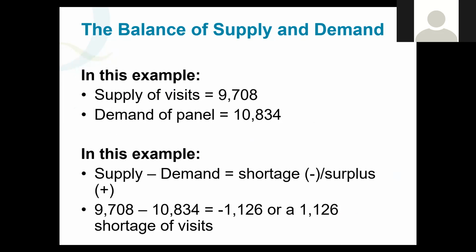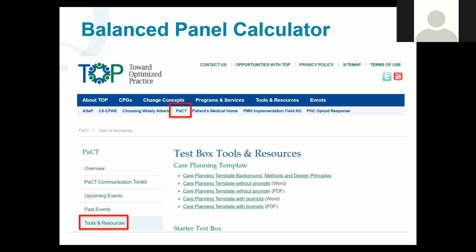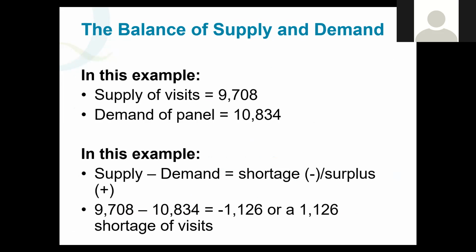And when we went through this calculation, taking the supply minus the demand, it gave us a shortage of 1,126 visits. And this means that this physician is overpaneled, where the demands of the panel are exceeding the visits the physician has available. And this means that this physician's patients would need to seek care elsewhere.